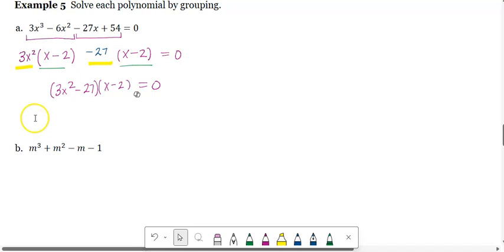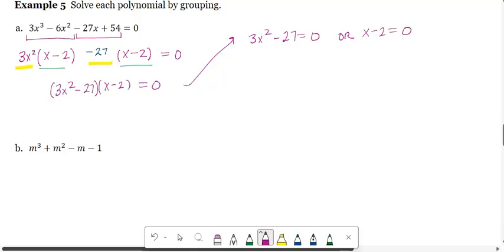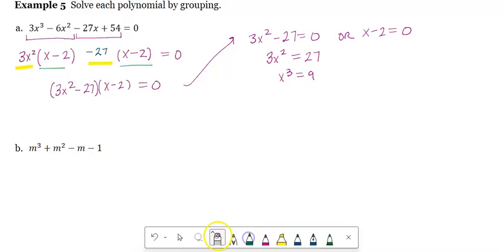So now what I'll do is I'll split this up into 2 separate equations. 3x squared minus 27 is equal to 0, or x minus 2 is equal to 0. For the first one, let's move that 27 to the right, add 27 to both sides. Divide both sides by 3. That should be a 2 there.